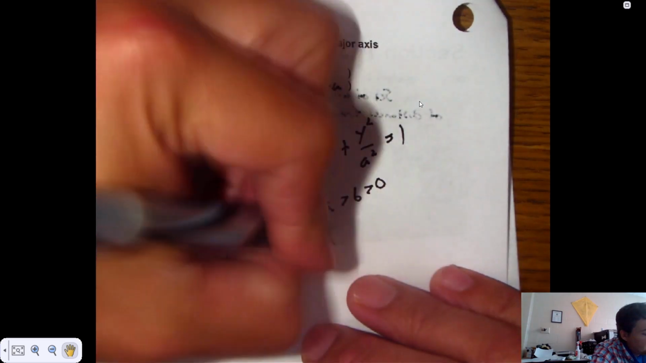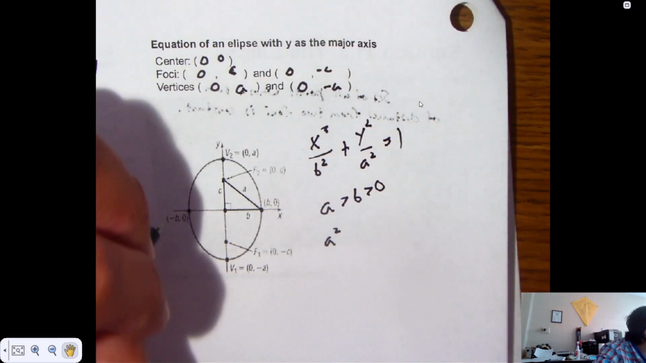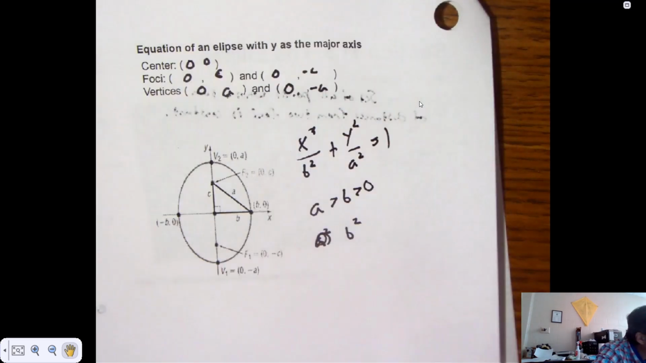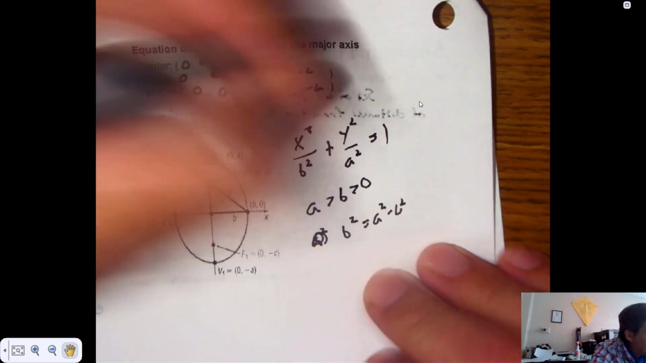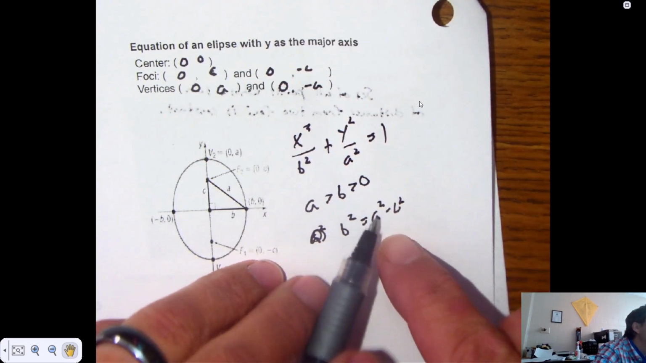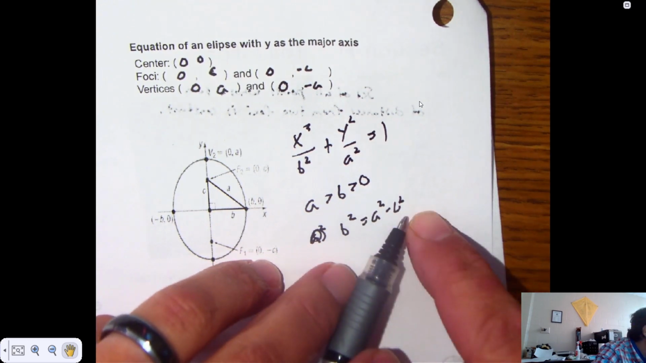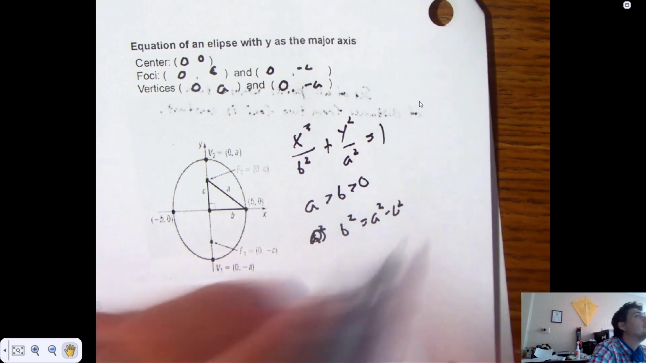And guess how you still find b squared? A squared minus c squared. Your vertex will always be a larger number than your foci. Always. A is always bigger than c. That's why it has to be a squared minus c squared.